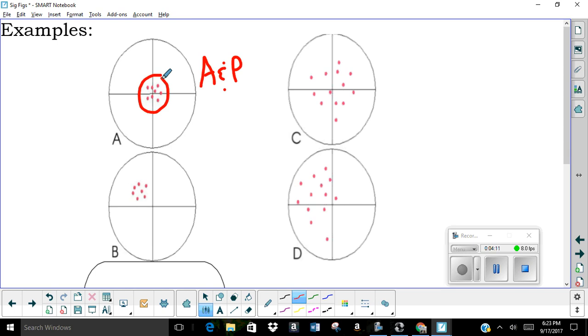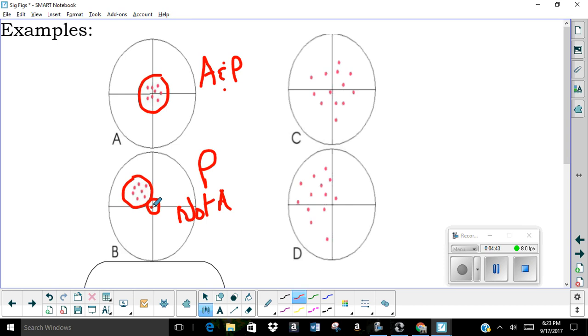In target B here, in the center, all of the darts were clustered close together. However, they all missed the target. So we can say this particular person has a high level of precision because all of the darts are really close together. However, it's not accurate. And again, not accurate because he or she was pretty far away from the target.